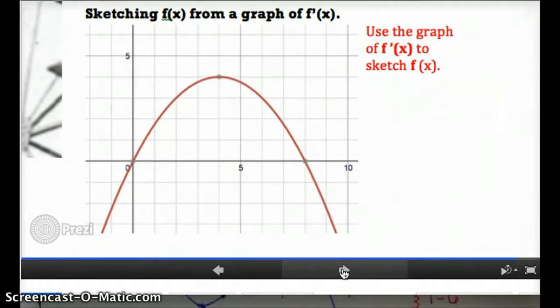The graph that you're looking at is the graph of the derivative. In other words, the y values of this graph represent slopes. Slopes of what? Slopes of another function.